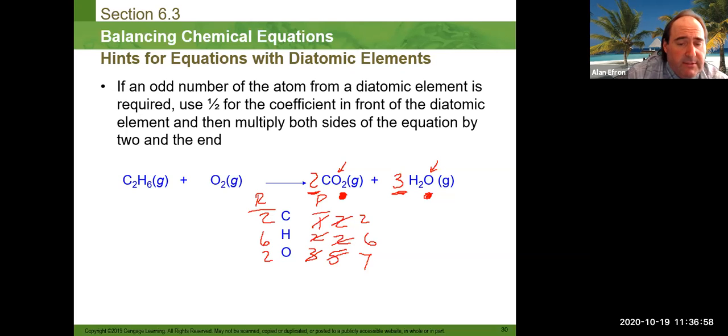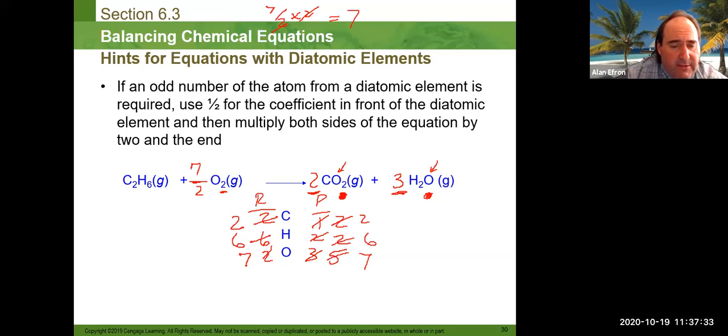So again, this is a place where we can use a fraction. The top number is the number we need, which is 7. The bottom number will match this number, which is 2. That means that we would now have 2 carbons on the left, 6 hydrogens, and when we take 7 over 2 times 2, that leaves us with 7 in terms of the oxygen. At this point, technically it's balanced, but it is not correctly balanced because we have a fraction.